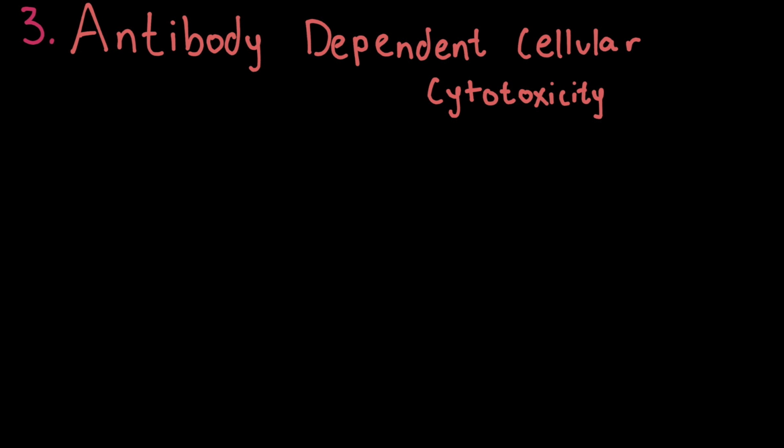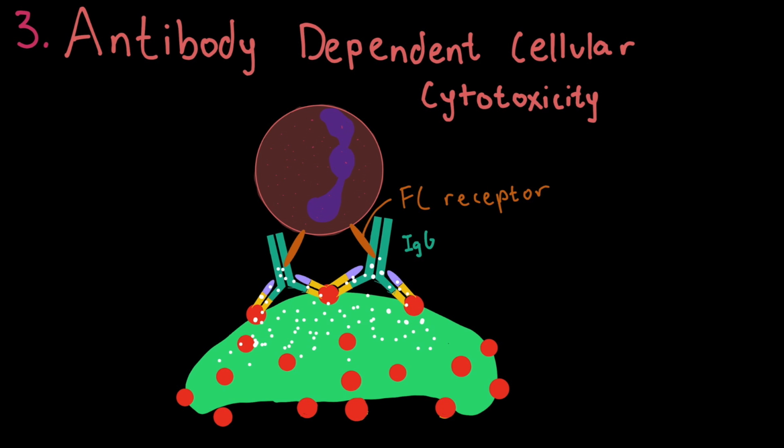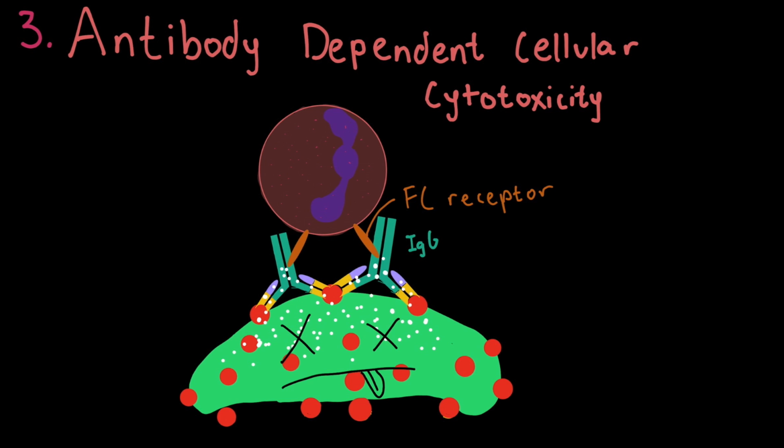The third mechanism includes antibody-dependent cellular cytotoxicity, or ADCC for short. This mechanism is activated when Fc receptors of leukocytes, such as natural killer cells, bind to the IgG antibodies, which are attached to the pathogen's antigens. The natural killer cells will then send cytotoxic signals towards the pathogen, ultimately killing them. The same action is seen in type 2 hypersensitivity, only against the cells of the body.